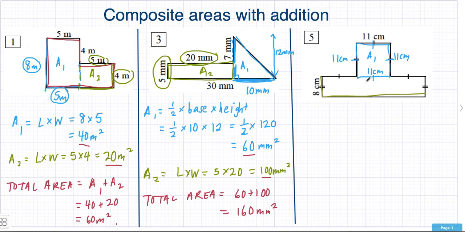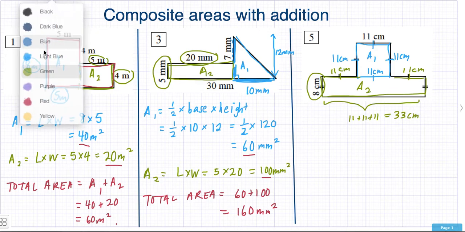Now the hard part of the long rectangle is figuring out how long it actually is. The height is easy. That is going to be 8 centimetres. But here you can see these bits with lines. Now that means this part is 11 and this part is 11. And check it out, because we know the middle section was 11 as well. We've got 11 plus 11 plus 11. So this whole thing here is going to be 11 plus 11 plus 11, which is 33 centimetres long.